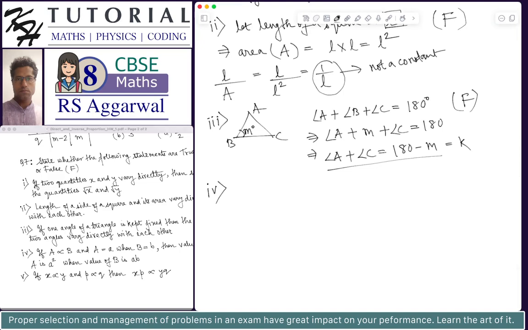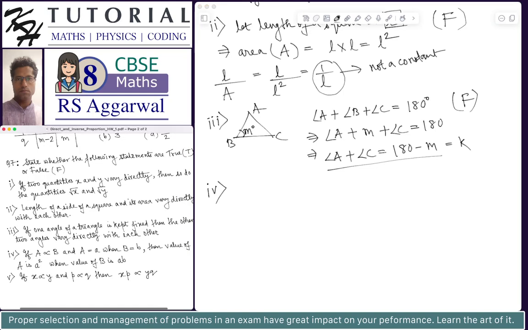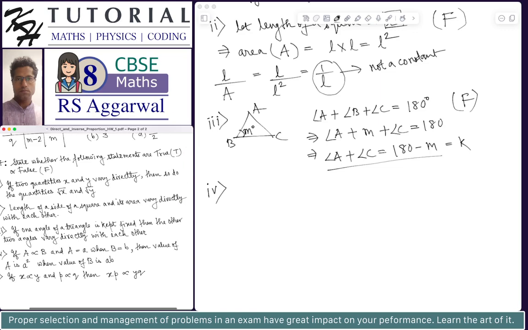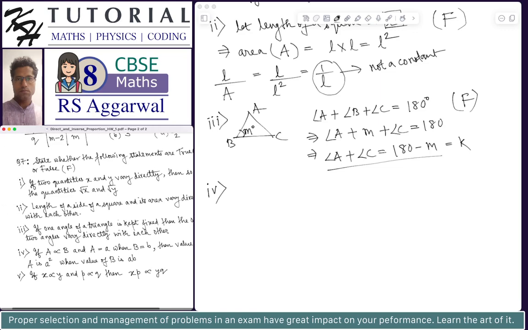Part 4 is, it is given that A varies directly with B, that is A and B are in direct variation, and A is equal to small a when B is equal to small b. Then the value of A is small a square when the value of B is small a b. So we can quickly create a table. The two quantities are A and B, and these two quantities are in direct variation, as it is given.